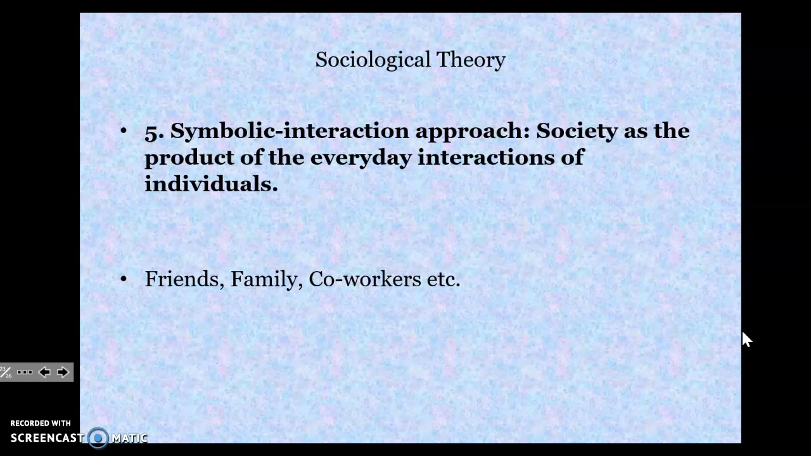Any of these interactions that shape our daily lives would be considered symbolic interaction. So if it's not a law and it's not a conflict, then it's likely interaction. So those are the three approaches. I hope this helped you navigate this information.